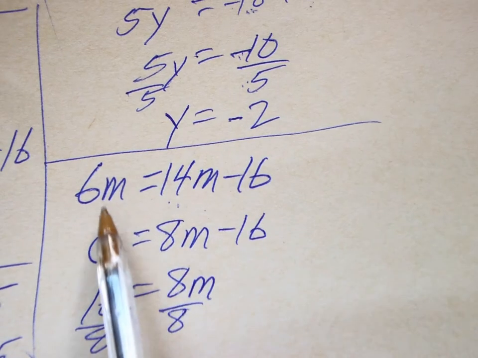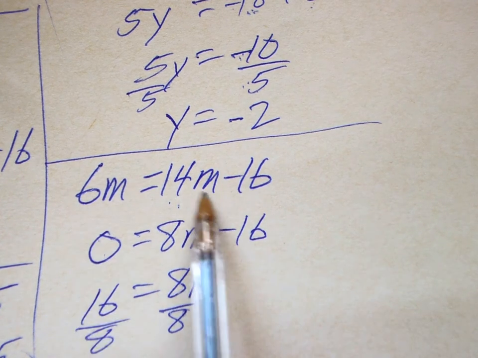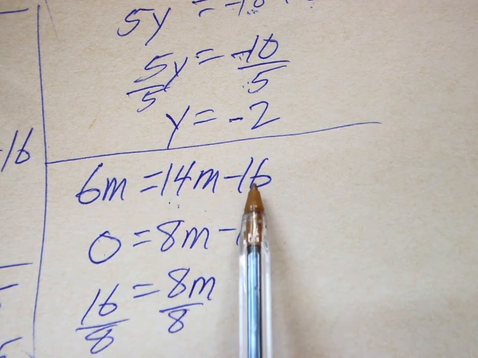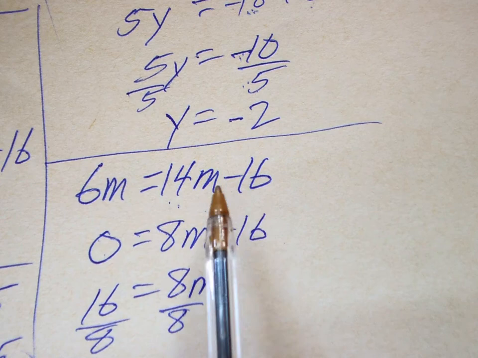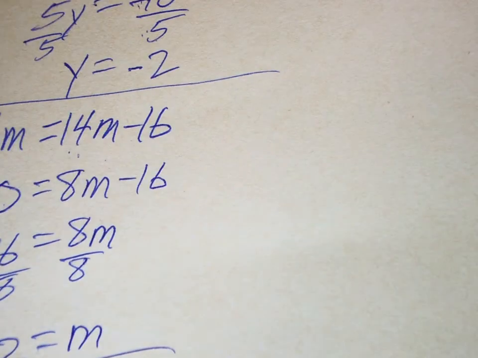By the way, if you want to check, 2 times 6 is 12. 2 times 14 is 28. Minus 16 is 12. 12 equals 12. It works. Okay, where are we? Number 4.